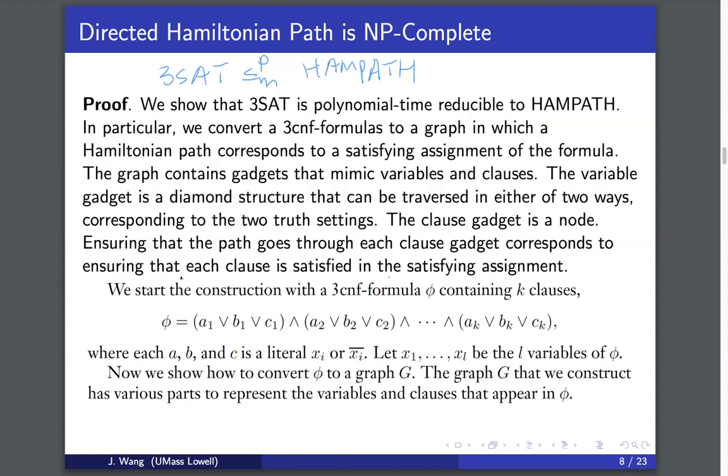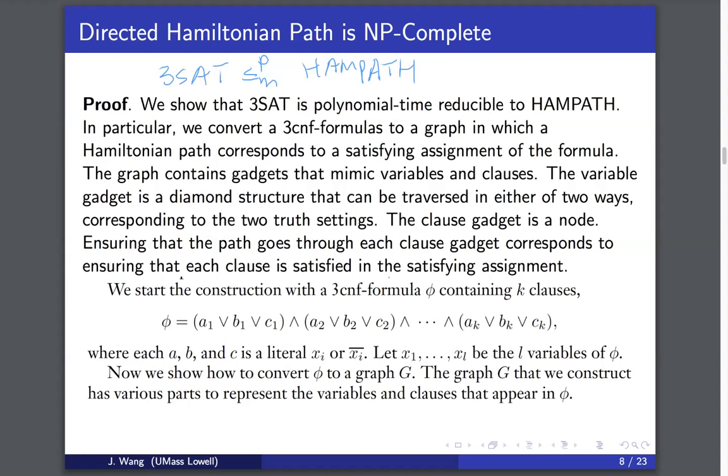So that means that we follow the same framework as we proved that VC is NP complete. So you are given a 3CNF formula. We want to construct a graph such that the 3CNF formula is a positive instance, that means it's satisfiable, if and only if that graph we constructed has a Hamiltonian path. Okay, so that's the direction we want to go.